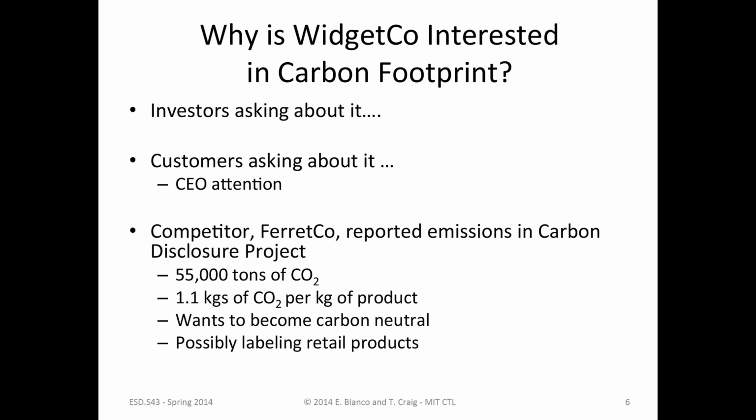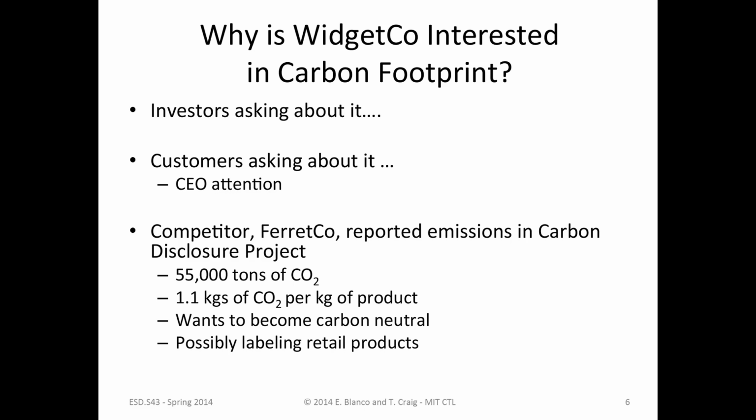So Widget Co is basically your main direct competitor. They operate at a little bit lower price point, but they're starting to try to increase their profile by doing some of these sustainability initiatives. Part of that is they want to move into the retail space, whereas previously they've been mainly serving industrial companies. As part of that, they've publicly disclosed their carbon footprint in the Carbon Disclosure Project, and that came out at 55,000 tons of CO2. Based on their sales and their products, that was 1.1 kilograms per product. So that's aggregate emissions, and this is a per product or per unit level.